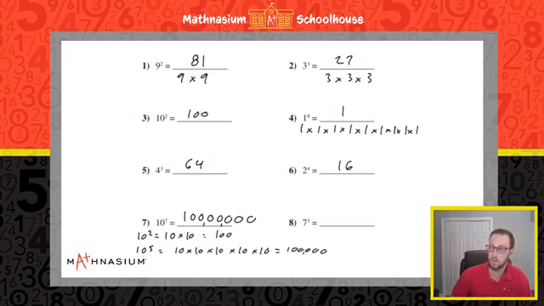So let's go ahead and wrap this page up and do number 8. So it is 7 to the 3rd power.